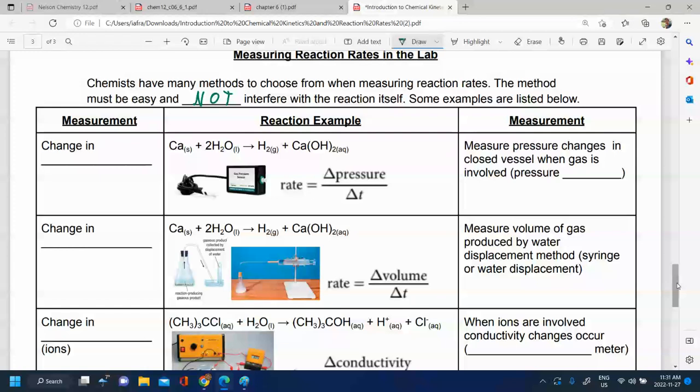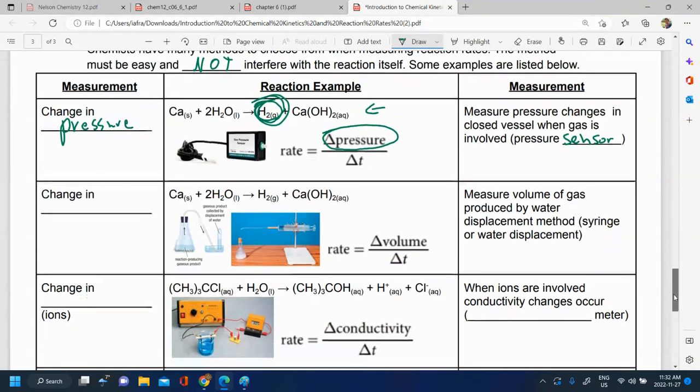So for example, let's say we take a look at this reaction over here. You will notice that there's some gas produced in this reaction. So a nice easy way to monitor the rate of the reaction might be to look at perhaps the change in pressure over time, because as you produce more gas, the pressure increases. So you can monitor changes in pressure, and you can use a simple tool like a pressure sensor, which allows you to monitor the changes in pressure over time. And that's especially the case when you have reactions where gases are involved.